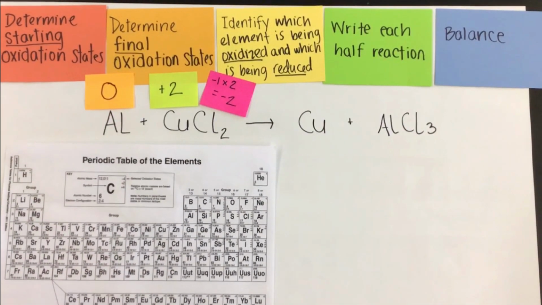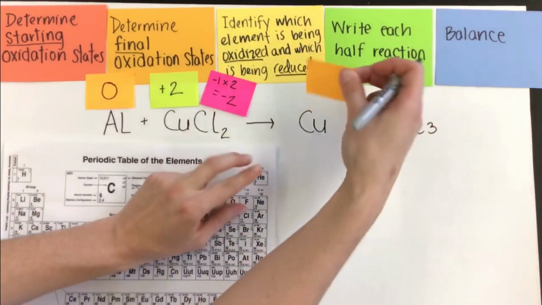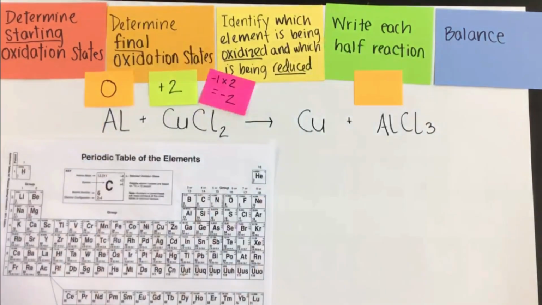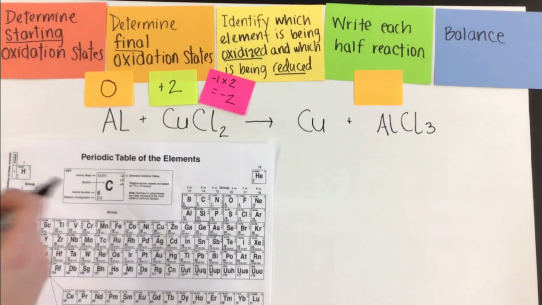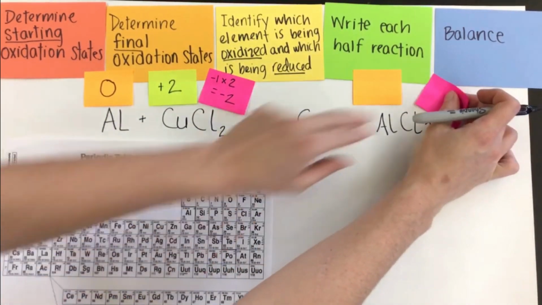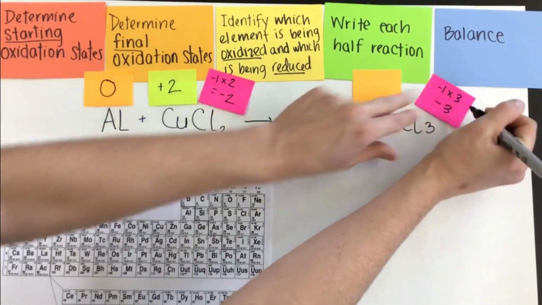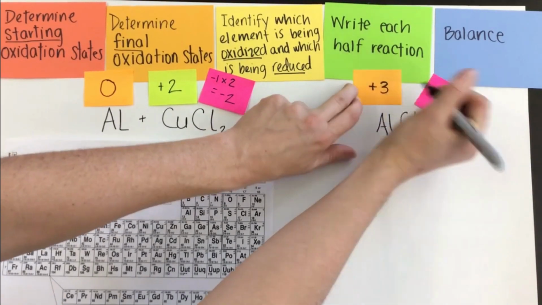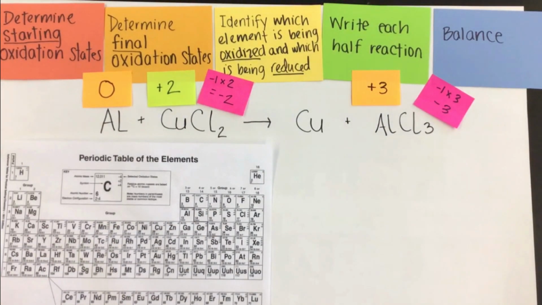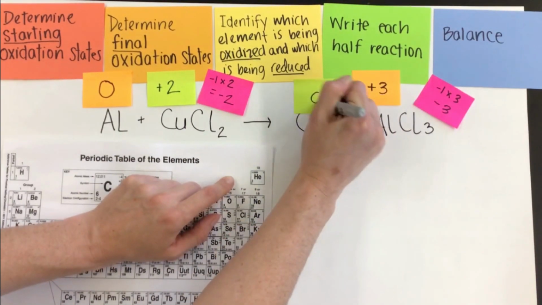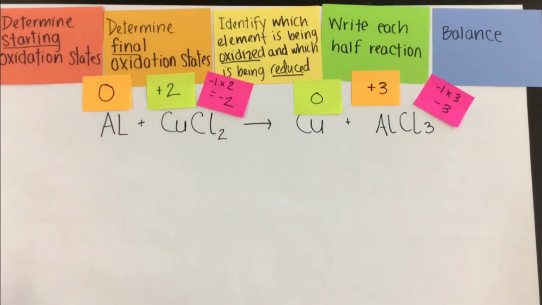Now, on the other side of the equation, the final oxidation states, copper is now by itself, and aluminum is now bonded with chloride. I'm going to do the same math that I did for chlorine's oxidation state to figure out aluminum's oxidation state, and it's +3. It does turn out that is the only possible oxidation state for aluminum, so that works out. And the oxidation state for copper is now going to be 0, because now copper is not bonded to any other element. It's by itself.